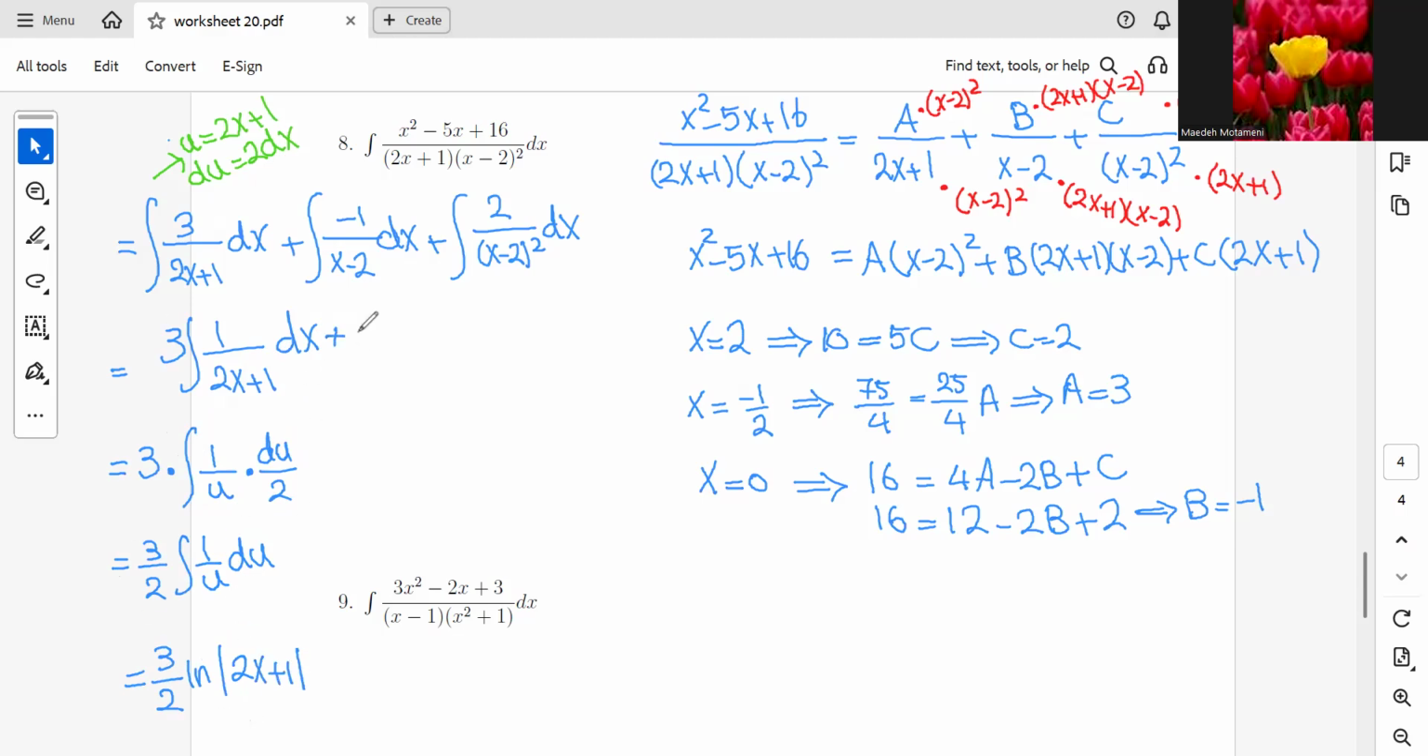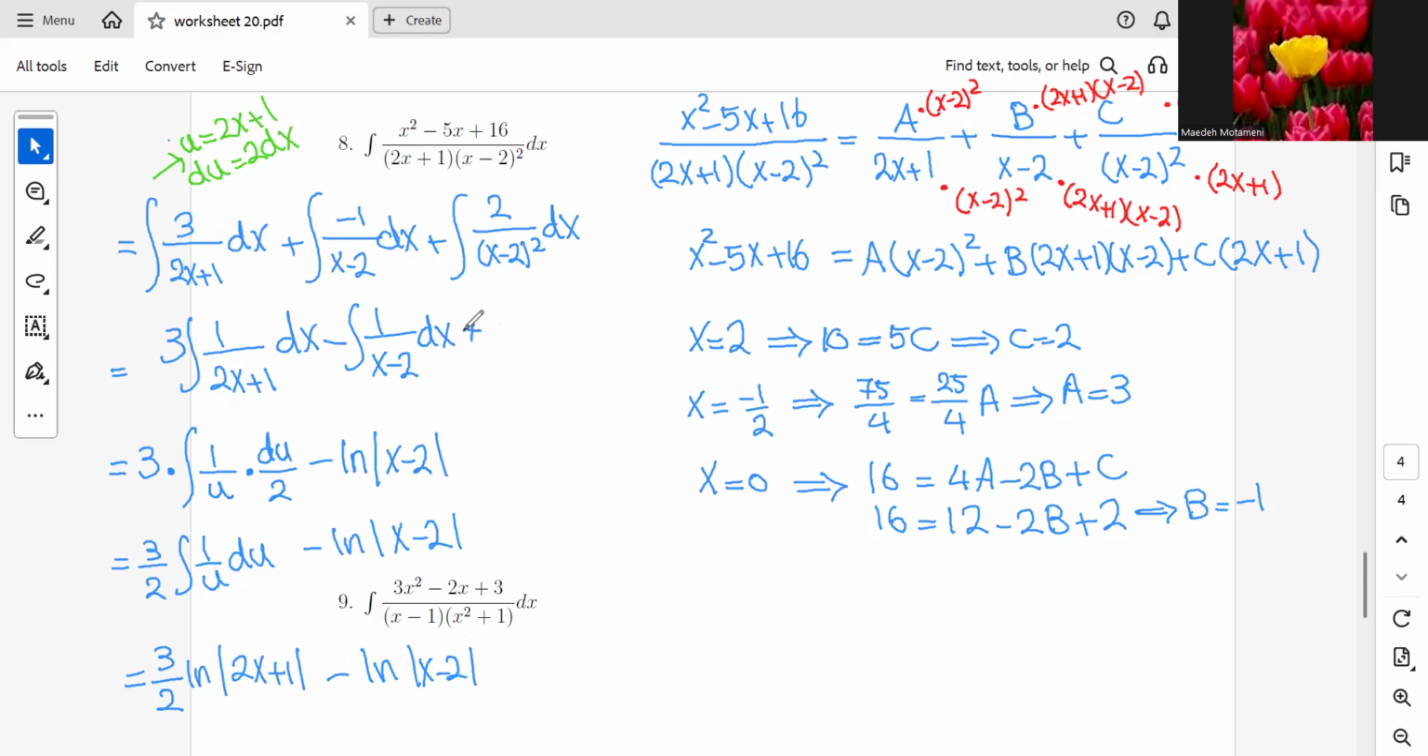For the second part, we can bring out negative and write it as 1 over x minus 2 dx. So we know that this one is going to be ln of absolute value of x minus 2. So we would rewrite all these steps.